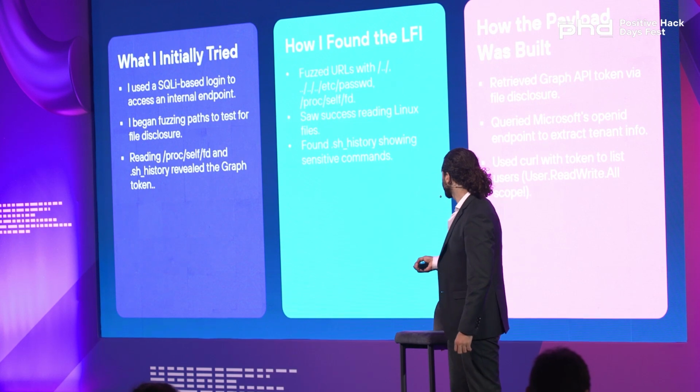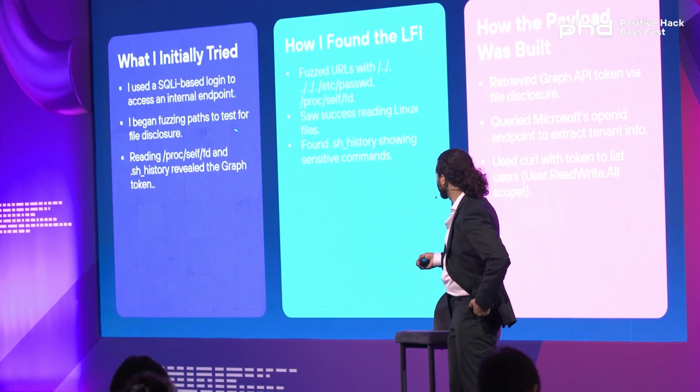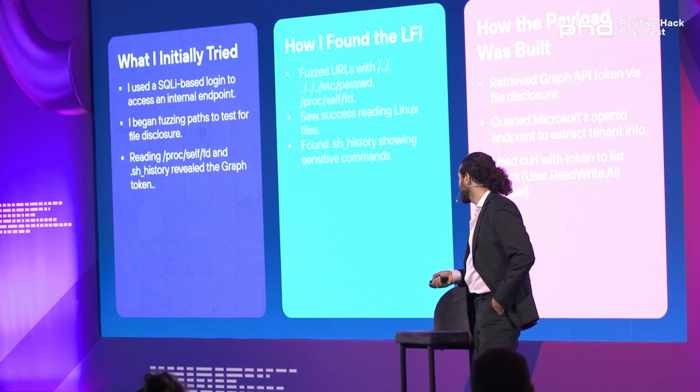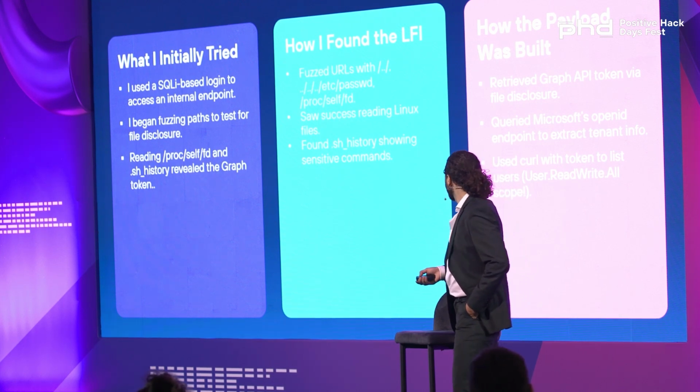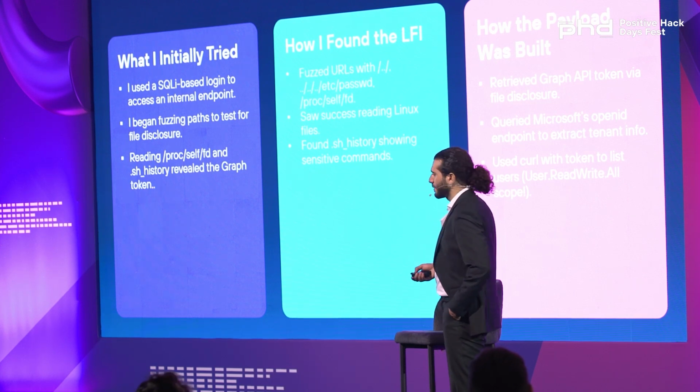So we used an SQL-based login to access an endpoint. We began fuzzing the path to test for file disclosure, and reading /proc/self/fd and sh history revealed the Graph token. As for how the payload was built, we could use Burp Suite again, or curl, or anything that can be used to send HTTP requests to the specific endpoint.